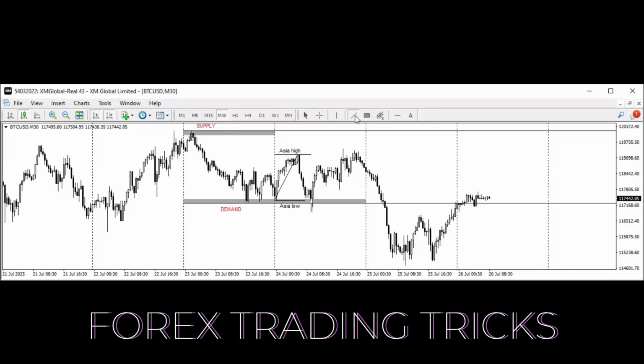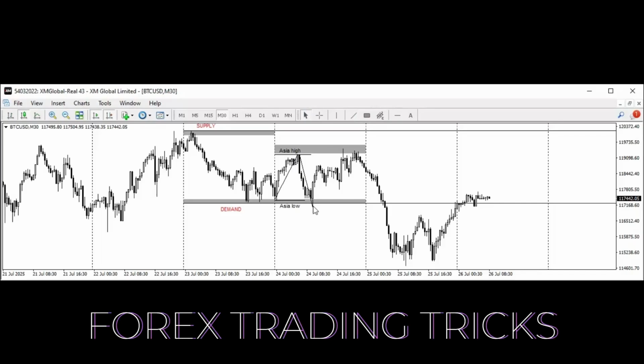That's where the majority have left their orders. There are many stop losses above this zone right here. So when you buy here, what I do is, I see that the market has opened with a buy, so I will sell right here. When I sell, I take my profit at the Asia low, right here where I told you to enter.